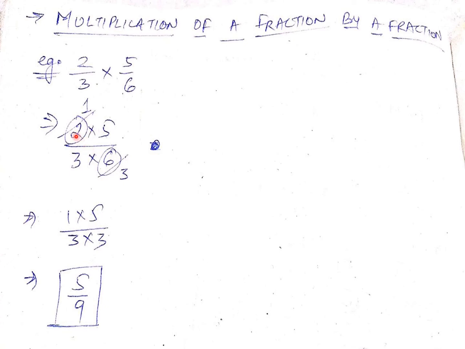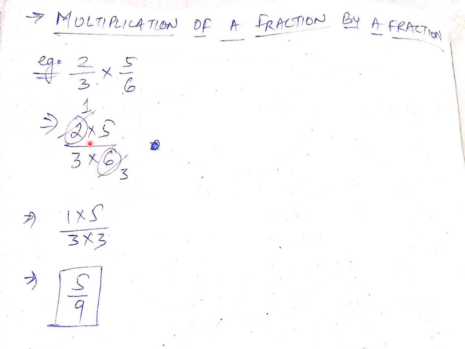So you see 2 and 6 are coming in same table. Both are divisible by 2. So I have cut the first number by 2, 2 ones are, and this number by 2, 2 threes are. So we have got 1 fives are and 3 threes are. The final answer is 5 upon 9. I hope you are getting this simplification thing.